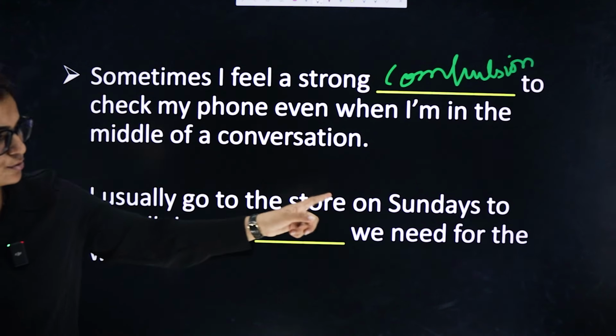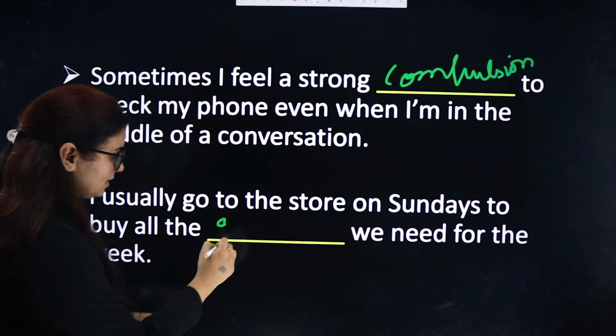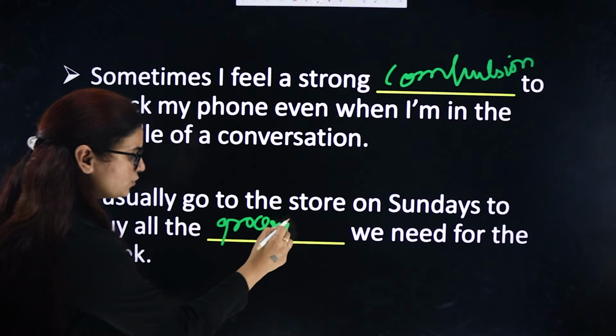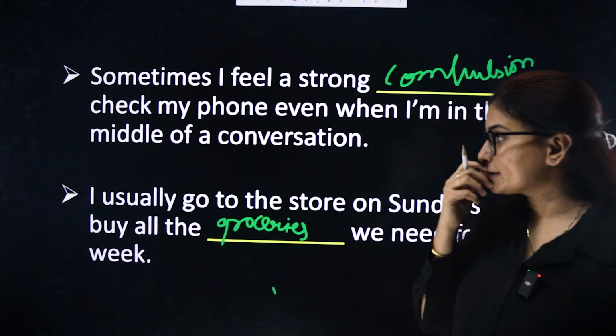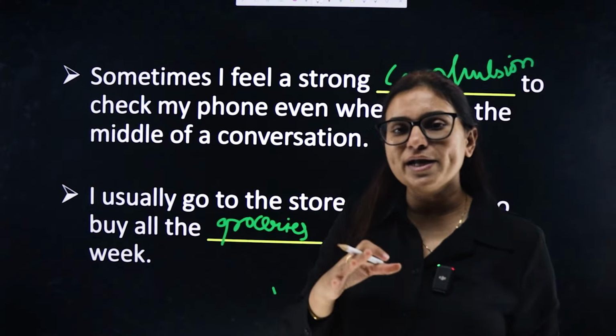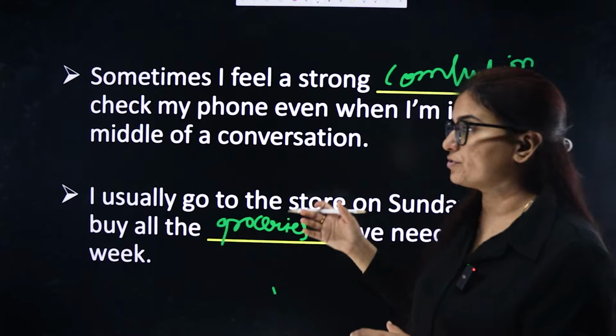I usually go to the store on Sunday to buy all the groceries we need for the week. Now, these are some good sentences you can pick to understand these words. I will even create more exercises for you to practice, so you just have to write us an email to get more questions.